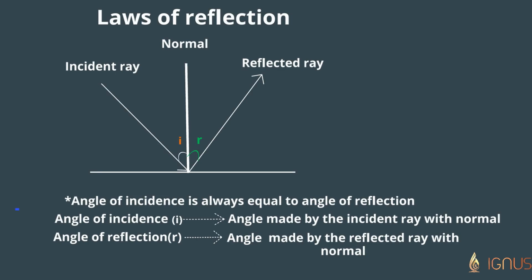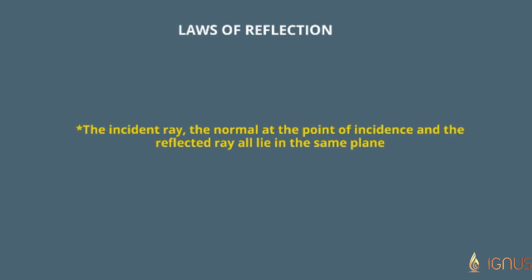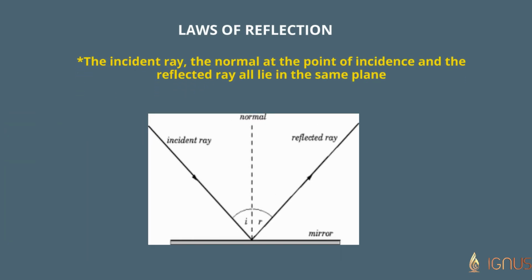So our first law is that the angle of incidence is always equal to the angle of reflection. That is, I is equal to R. This was about the first statement. What about the second statement? The second one tells us that the incident ray, reflected ray and the normal all lie in the same plane. So if I draw this scenario on a piece of paper, I will get this. Incident ray, reflected ray and the normal, all three are in the plane of paper.